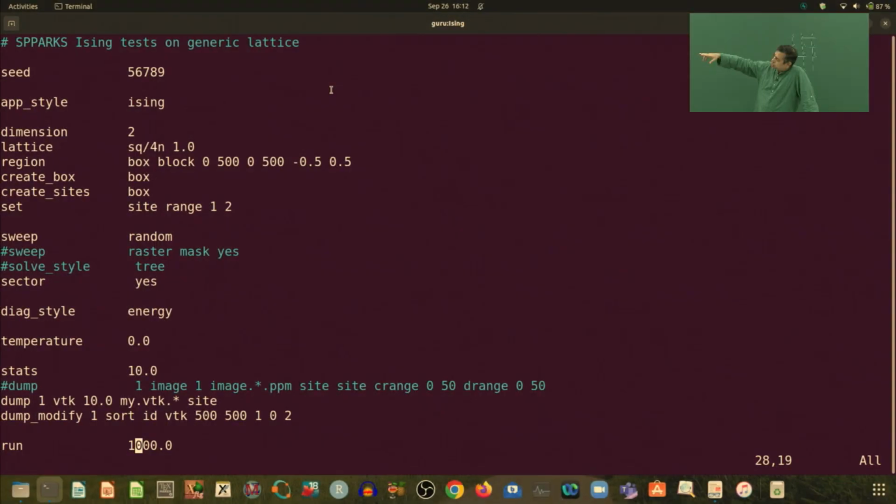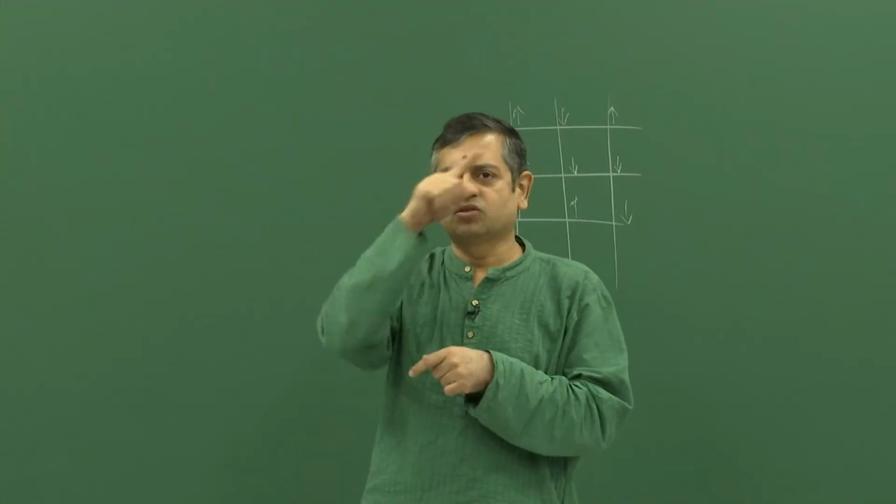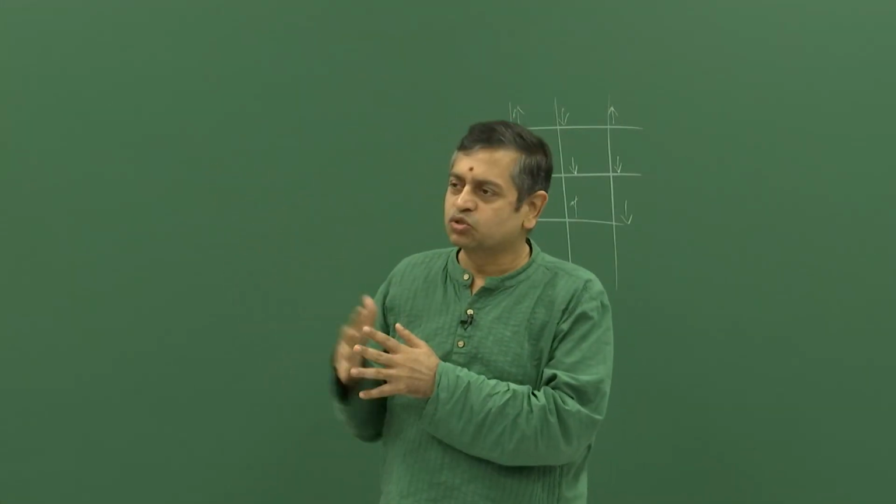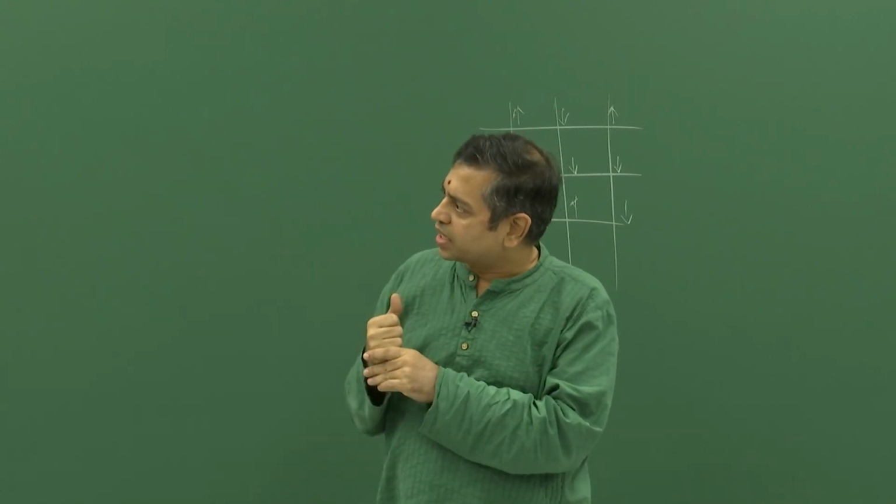And these two, the sweep and solve styles, are commented out there, but sweep random is what we have been discussing, that you choose a random site. I think raster goes through methodically, like Ferdi was saying, that you can think of going lattice site by lattice site and do things, but you can also do it randomly.